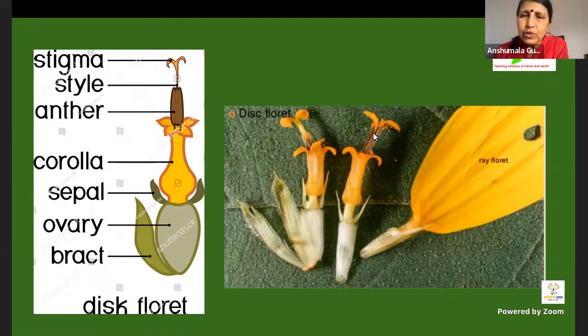And here also, you see, this is a photograph. So female tip, male tips, and this is the petals. And below is the ovary, right? So this is the disc floret.